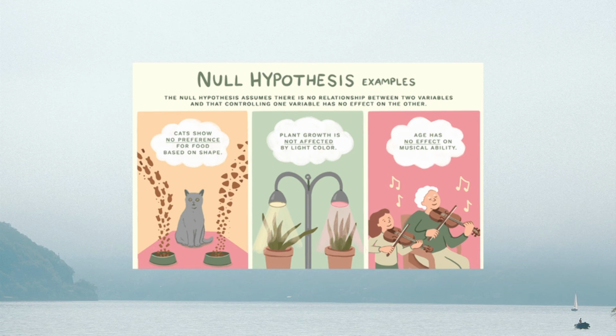Like the cat shows no preference for food based on shape, plant growth is not affected by light color, age has no effect on musical ability. So these are considered to be null hypotheses.